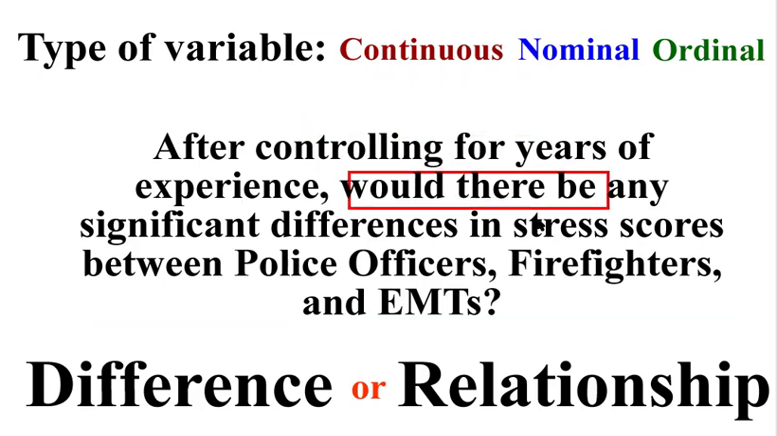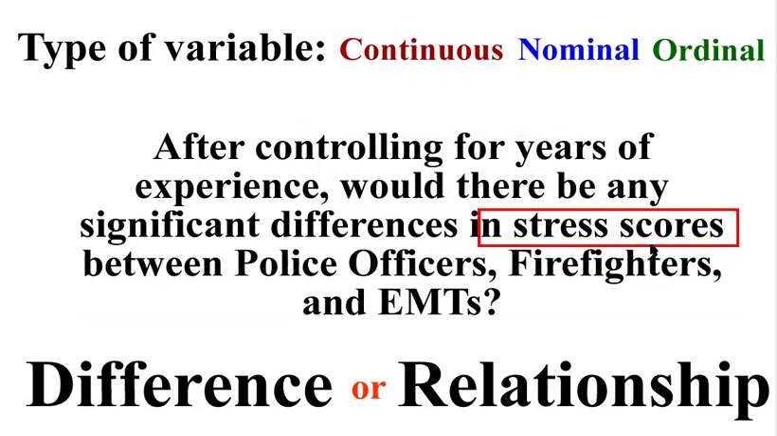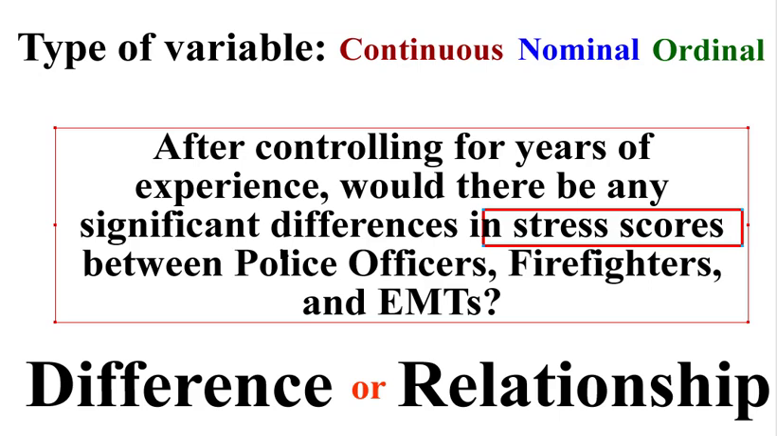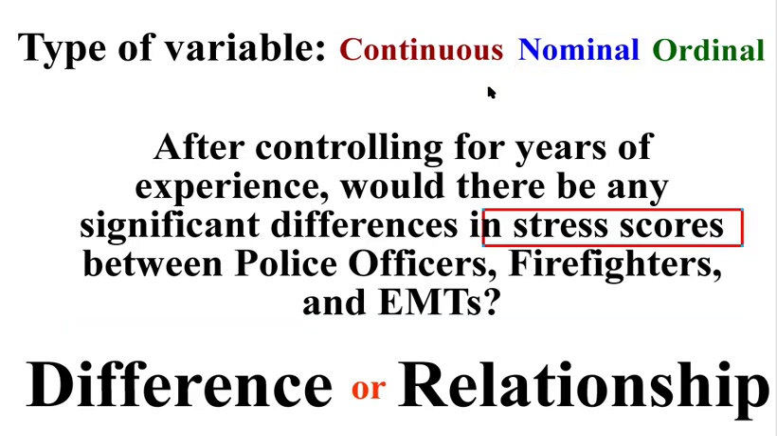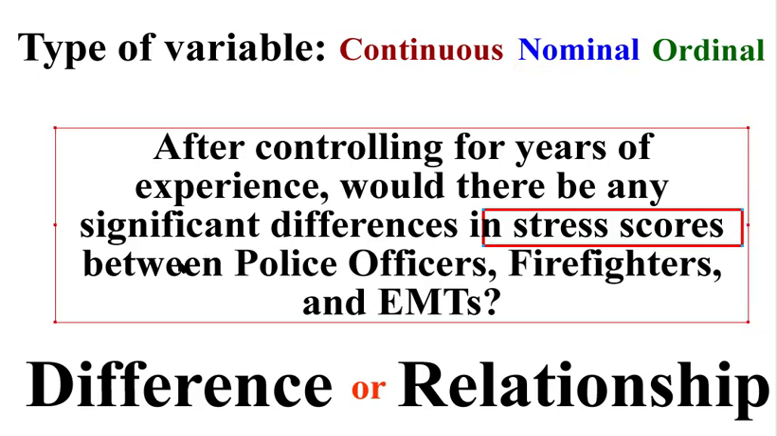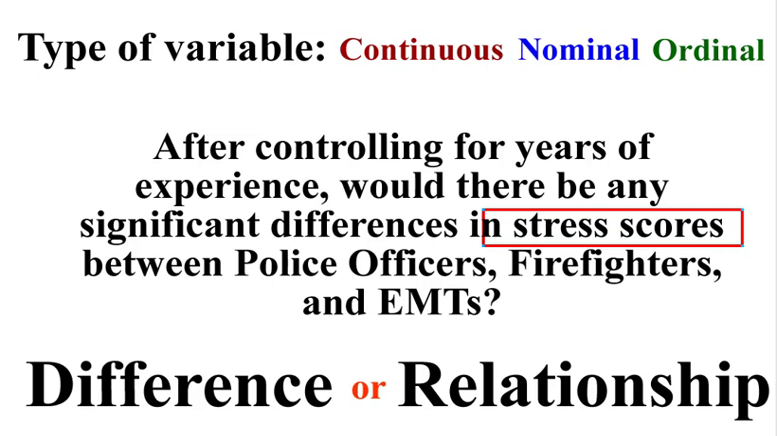The DV is a continuous variable, right? Stress scores. Let's just pretend they're 1 to 100 or something. So we have one IV, a nominal variable, a grouping variable, called, I don't know, job type. So with three levels, police officer, firefighters, EMT, and we're controlling for something. Okay, here we go.